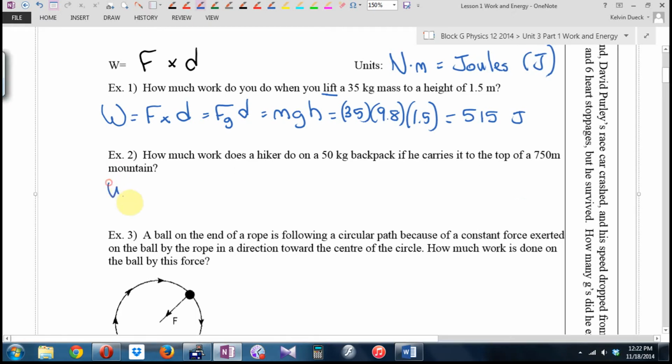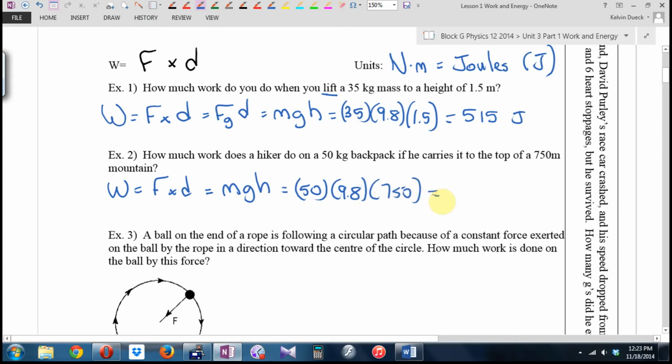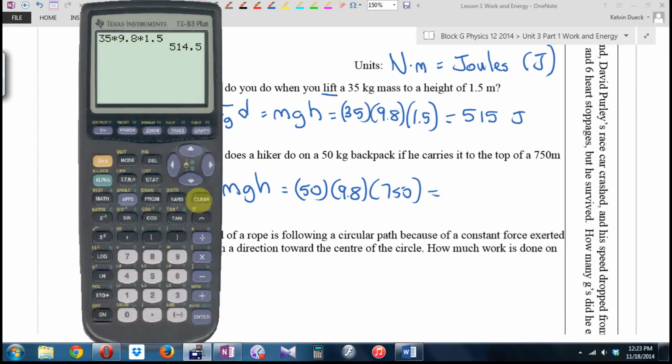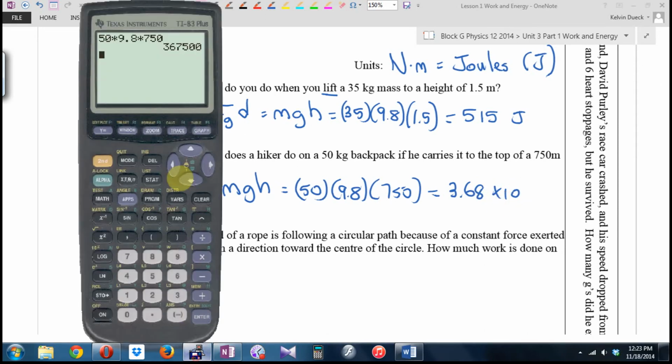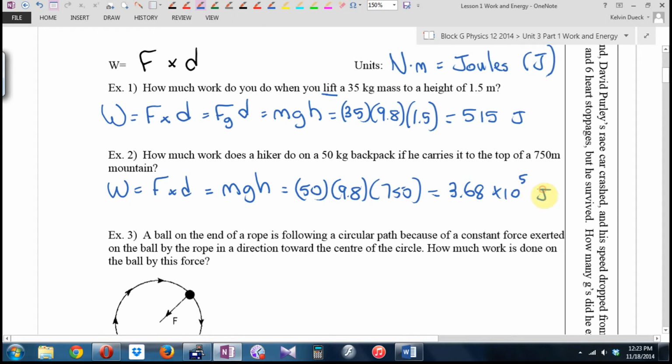But here, it is mgh. 50 times 9.8 times 750. If you carried a 50-kilogram backpack, which is pretty heavy, that's about 120-ish pounds, maybe a bit more, to the top of a 750-meter mountain, three-quarters of a kilometer high, how much work? Do you get 367,500? I'll go 3.68 times 10 to the 5 joules of work.